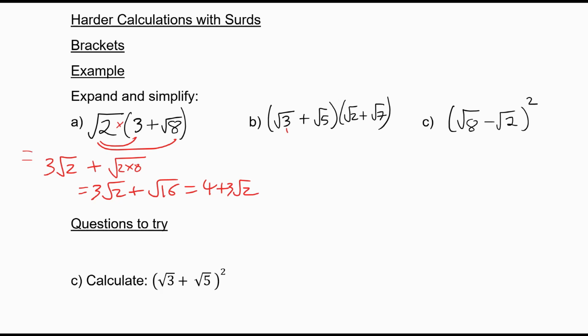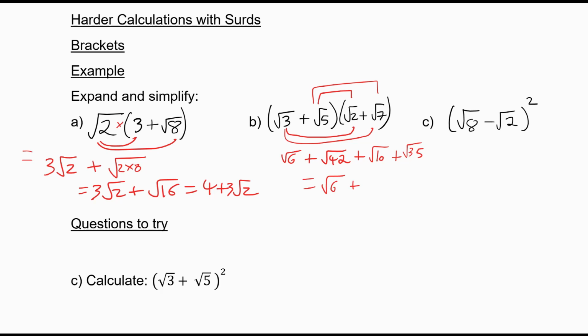For b, I've got root 3 times root 2, which is root 6. Root 3 times root 7 is root 42. I'm doing FOIL now, so I've done my first and my outside. Inside is root 5 root 2, which is root 10. And the last is root 5 root 7, which is root 35. This gives me root 6 plus root 42 plus root 10 plus root 35, and let's see if there's anything we can simplify. It doesn't seem to be much that we can do in the way of simplifying there.